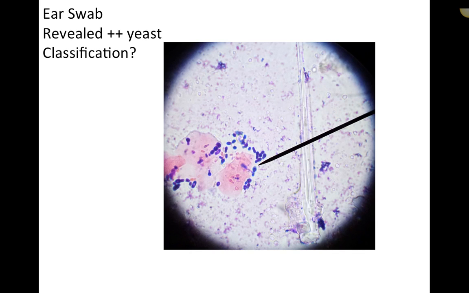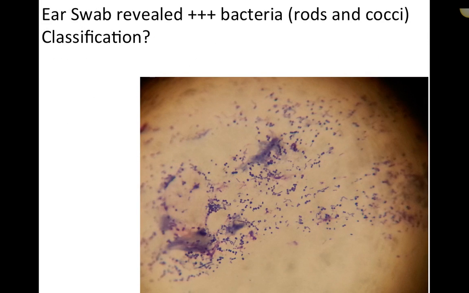So here's an ear swab, revealed 2+ yeast, we'll pretend. And how would we classify it? There were no white blood cells, no other findings, no obvious bacteria. It would be infection, mycotic, and then you would support your findings by identifying what you've seen. This ear swab revealed 3+ bacteria, rods and cocci. How would you classify it? It would be infection, septic, or septic infection, either or.